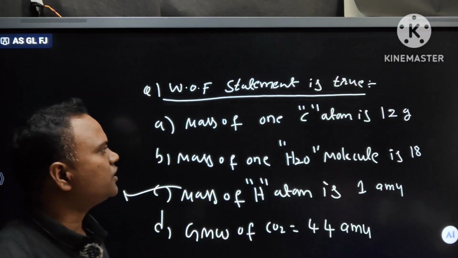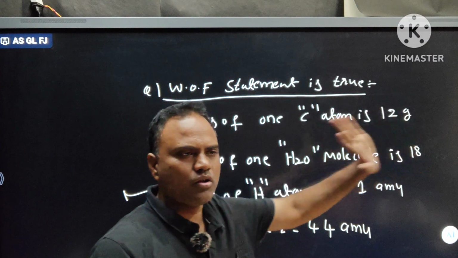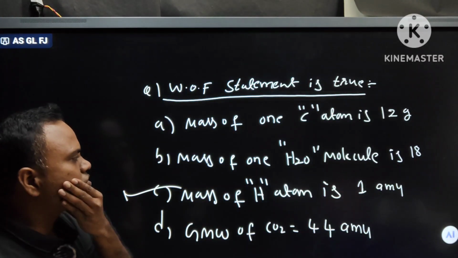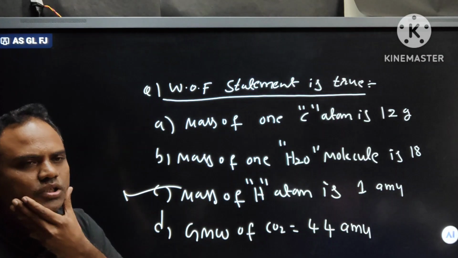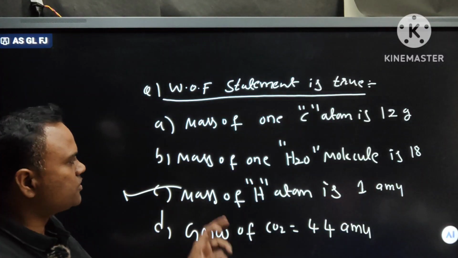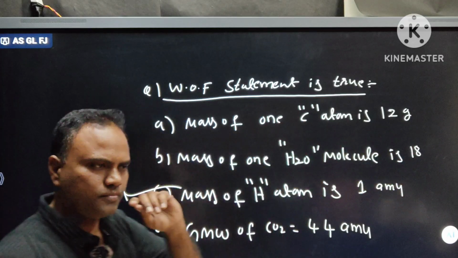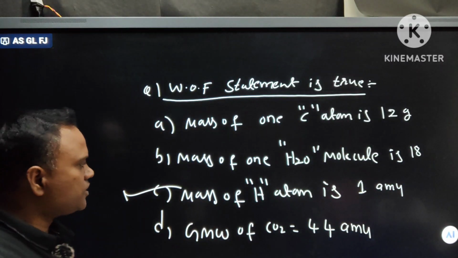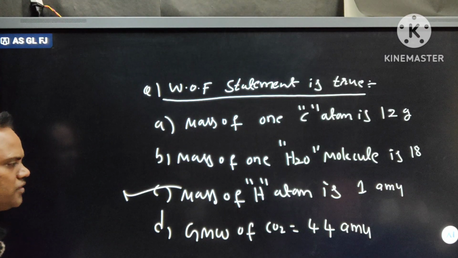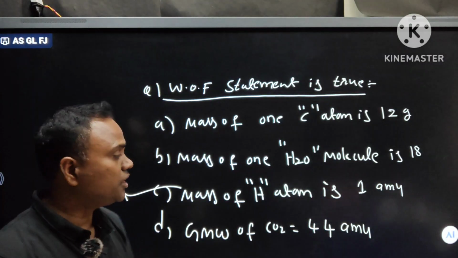Mass of one atom is expressed in AMU, but here grams is given, so it is wrong. Why is the second one wrong? Mass of one H2O molecule is 18 AMU. One molecule mass is expressed in AMU, but here AMU is not given. Mass of hydrogen atom, yes, correct, 1 AMU. Gram molecular weight of CO2 is 44 grams, but here AMU is given.